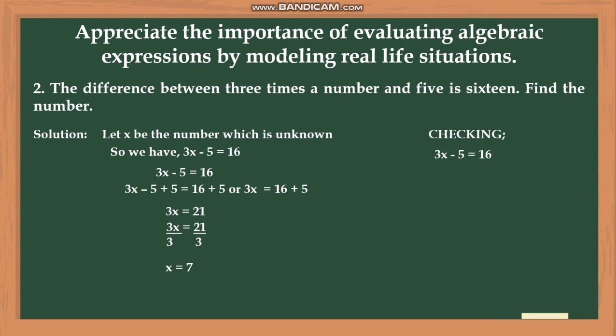3x minus 5 is equal to 16. Then substitute the value, which is 7. 3 times 7 minus 5 will be equal to 16. Then 3 times 7 is 21, minus 5 is equal to 16. 16 is equal to 16. So we get the right answer.